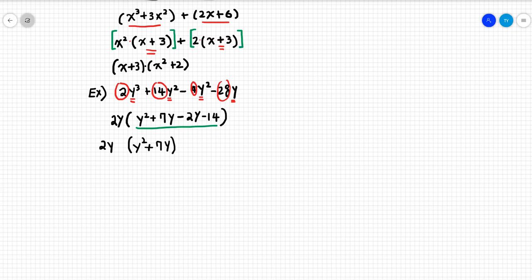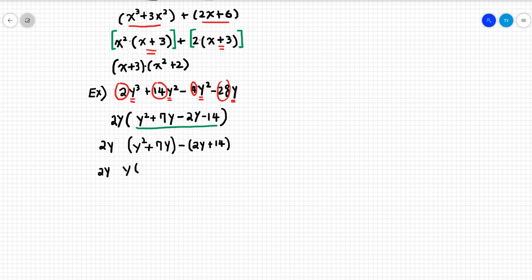Then I have a minus, then I have a 2y. Here it's going to have to be plus 14, because minus times plus gives you minus there. So here we are going to take out the common factor of the first one, which is a y. So we're going to take out the common factor y here.